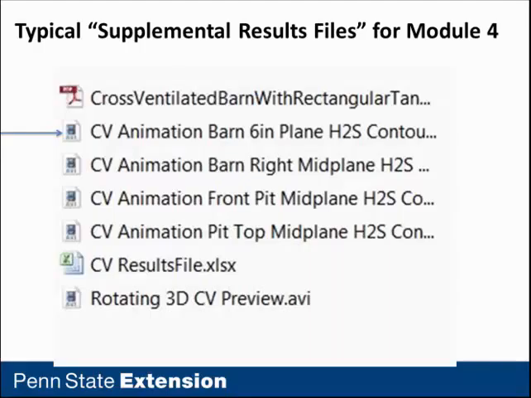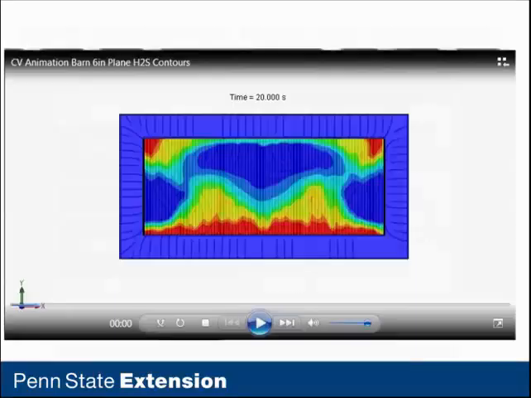You look at the next one, and it says the animation of the barn right midplane. That would be a vertical cross-section through the barn and the manure pit. Now let's look at the 6-inch plane one, the highlighted one, just to give you an idea of what it looks like. This is a frame of that movie captured 20 seconds after the beginning of manure pit ventilation.